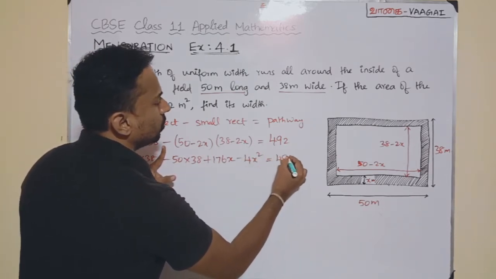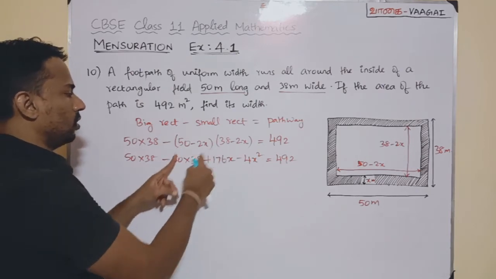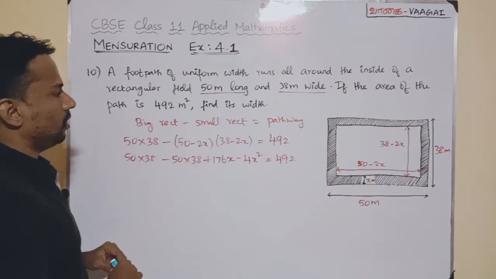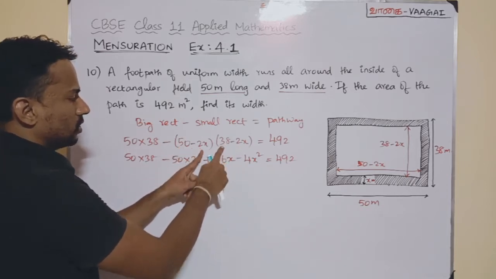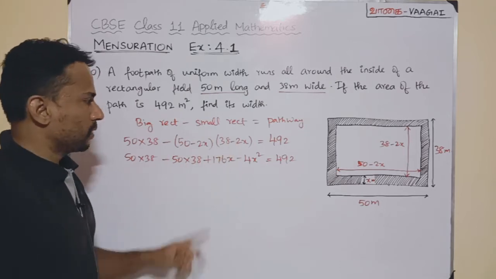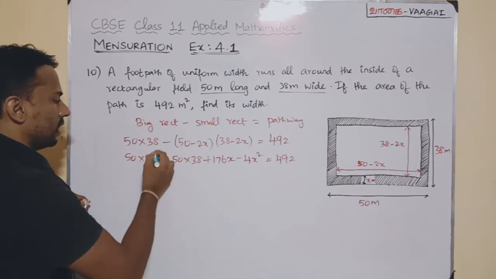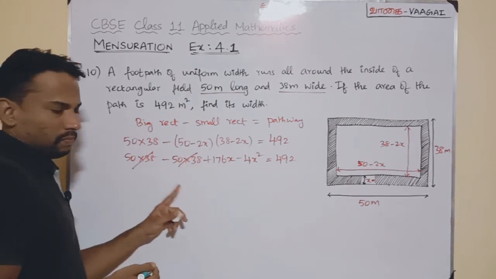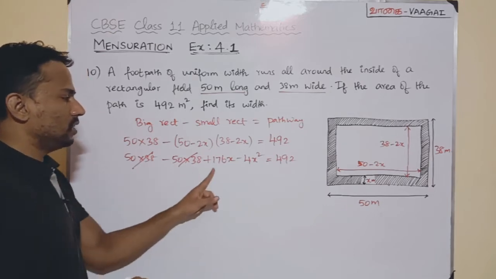This is equal to 492. Let's again clearly check this. So 50 into 38, it's already there. And here 100x, here 76x, so 176x. So minus and minus, this becomes plus, and 4x square, which is in minus. That's it. Okay, now I can clearly cancel these two values because they are the same. 50 into 38 minus 50 into 38, I can cancel this. Now I will be having this expression alone.